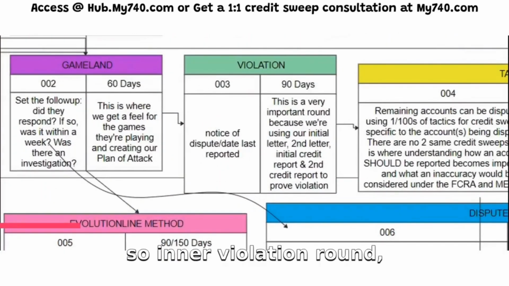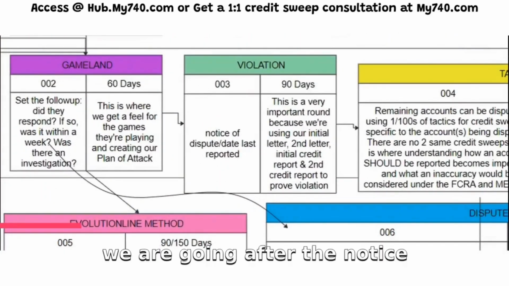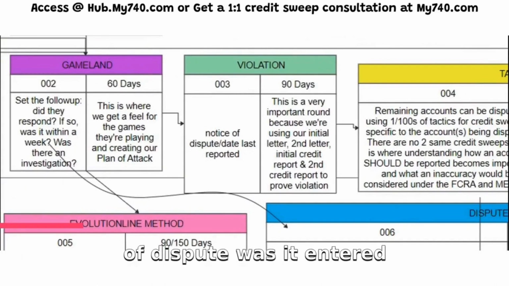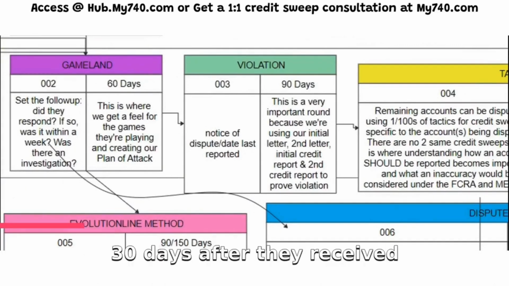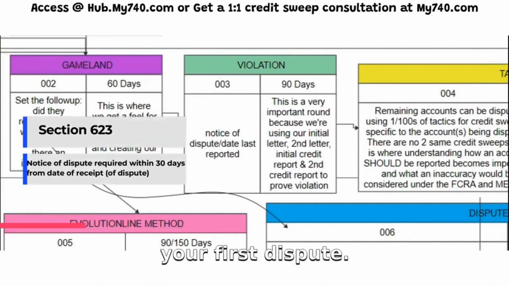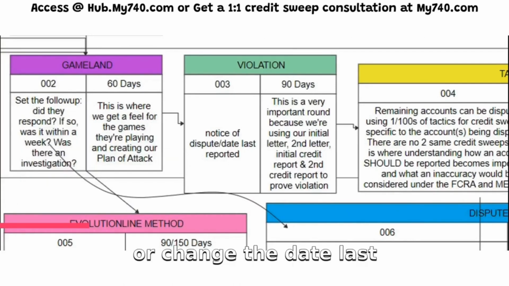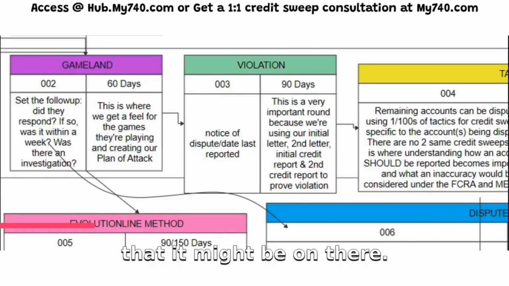Okay, so in our violation round, we are going after the notice of dispute. Was it entered within 30 days after they received your first dispute? If not, it's a violation pursuant to section 623. Okay, did they update or change the date last reported? Or this might say status update date or date last reported. There's 3 different ways that it might be on there.